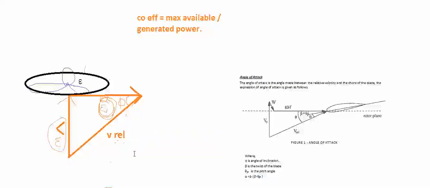Now just imagine this is the rotor plane. Compare the figure on the right-hand side and left-hand side. This plane is the rotor plane. You can see our rotor right here, this ellipse. If this is the rotor plane, naturally there is wind attacking it, which is the velocity of wind perpendicular to the rotor plane.